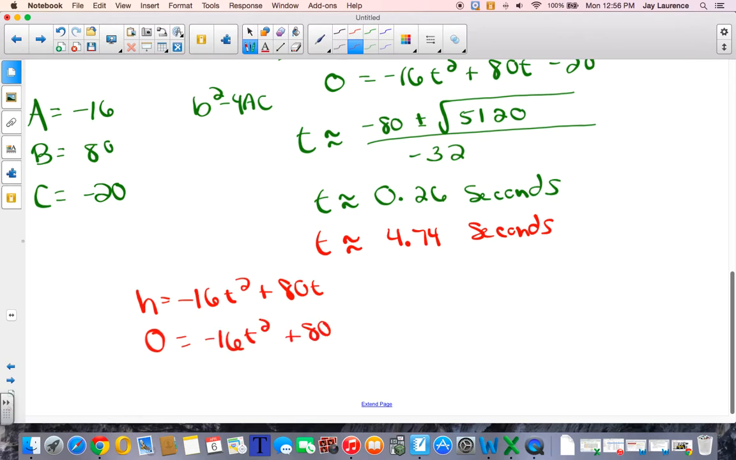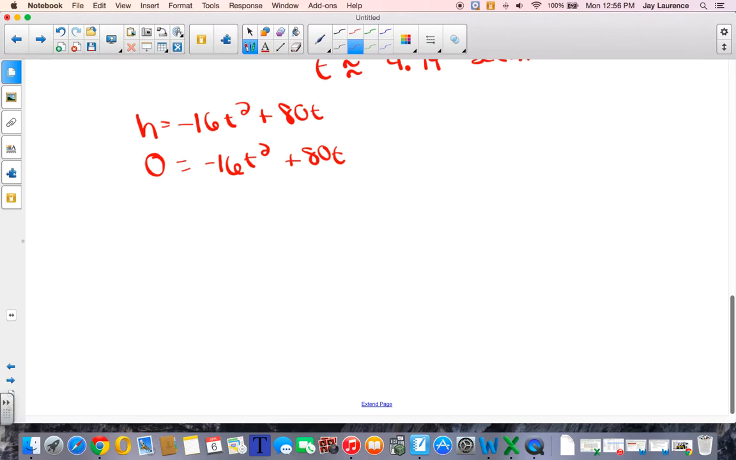Now, if you've been paying attention in class and you kind of understand what's going on, you might know an easier way to do this, and that's okay. But if you don't know an easier way, because there always isn't an easier way, use the quadratic formula. So in this case, I've got A, B, C. Easy as negative 16, 80, 0.